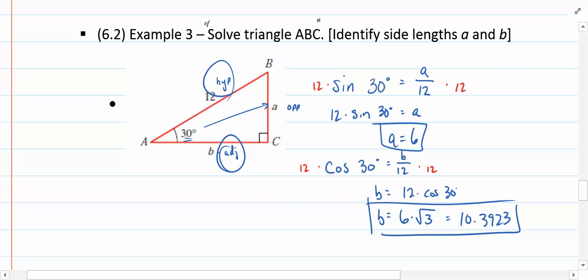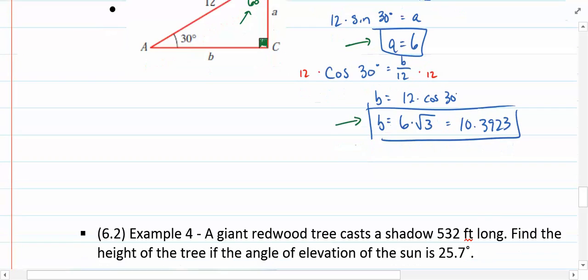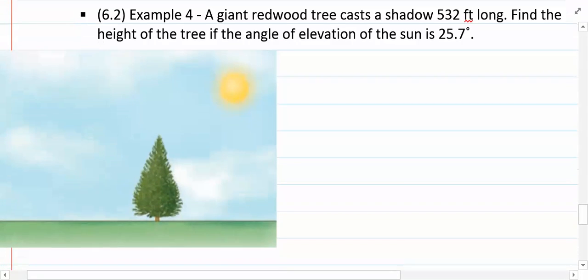Now, solving the triangle generally means finding the side lengths that are missing from the triangle, but it's also good habit to get into to find the missing angle measure as well. And this one's easy to do. The missing angle measure here must be 60 degrees because the 30 degrees plus 60 plus this 90 adds up to 180. So as far as solving the triangle ABC, I think we've got a pretty good solution. We have our two missing side lengths and our missing angle. We know all three angles and all three sides.